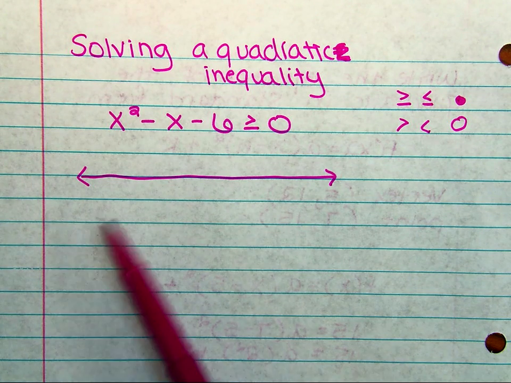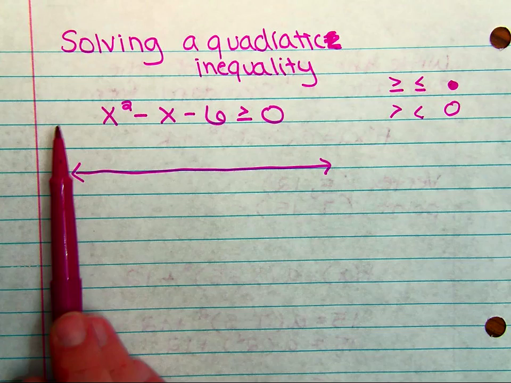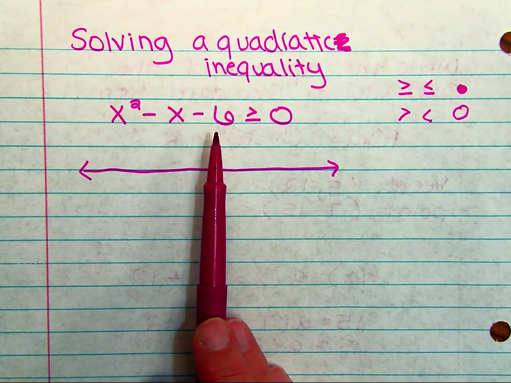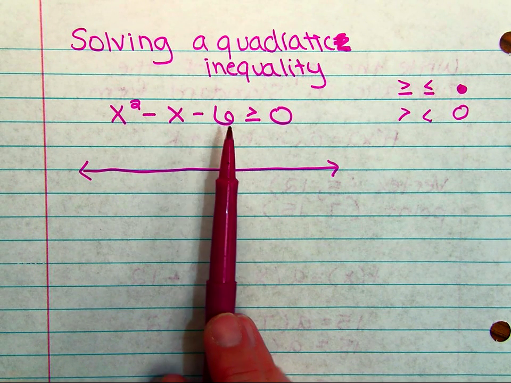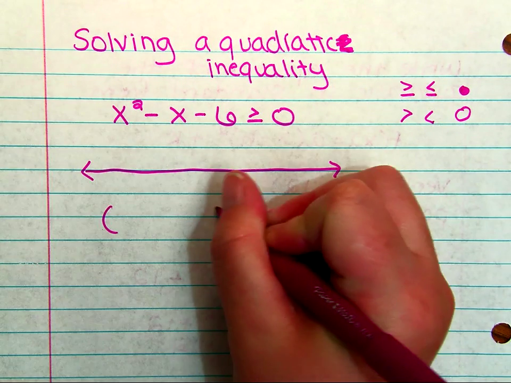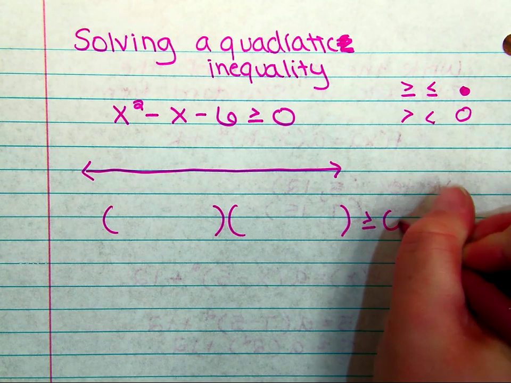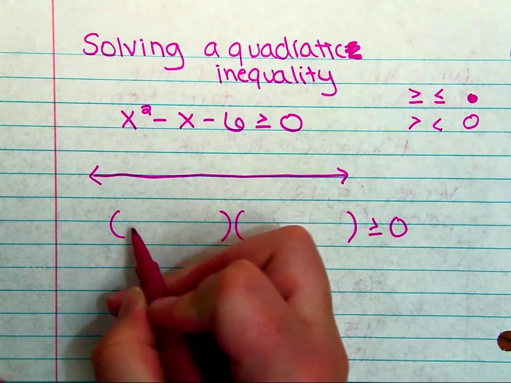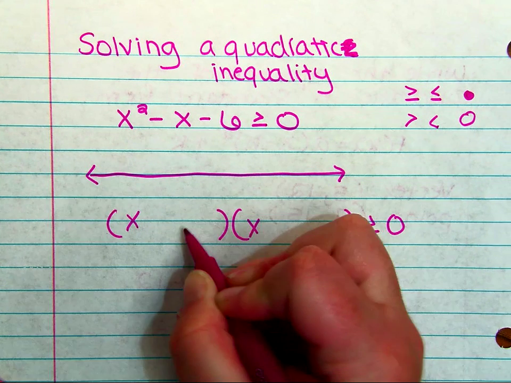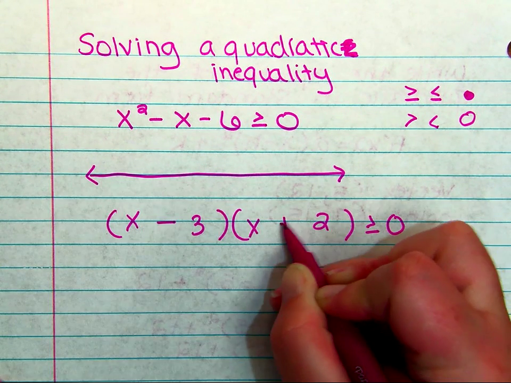Now, how do I figure out where those are going to go? Well, you're going to factor this inequality. So factors of negative 6 that add to get negative 1. They're going to have to be 3 and 2, and my 3 is going to have to be negative.